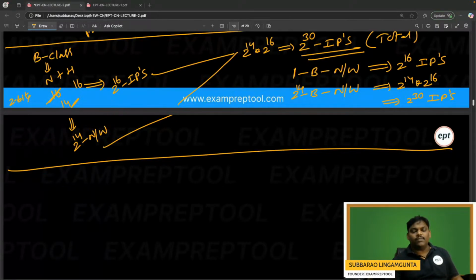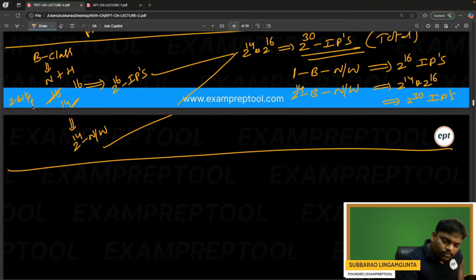Class B: network is 16, host is 16. But in the network, 2 bits are fixed, so it became 14. So 2 power 14 networks. One network requires 2 power 16 IPs. The total IPs of class B is 2 power 30, because the 2 bits are fixed. Is it okay? Can I go to the next?